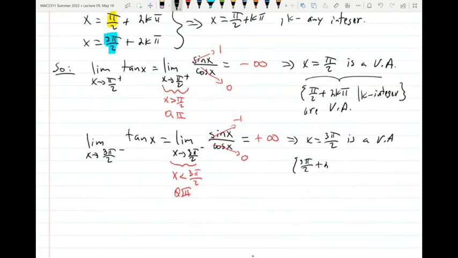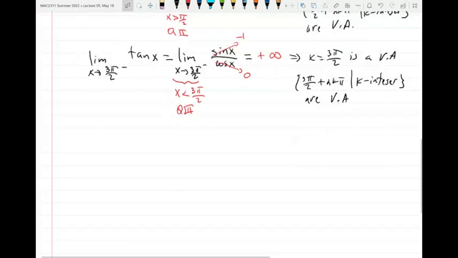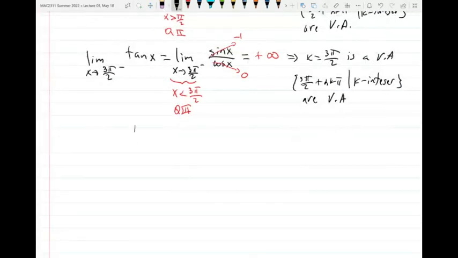3 pi over 2 plus 2k pi, where k is an integer. These families are all vertical asymptotes. So the tangent function has infinitely many vertical asymptotes. And you know that. I mean, you know the graph of the tangent function, right? How does it look like?